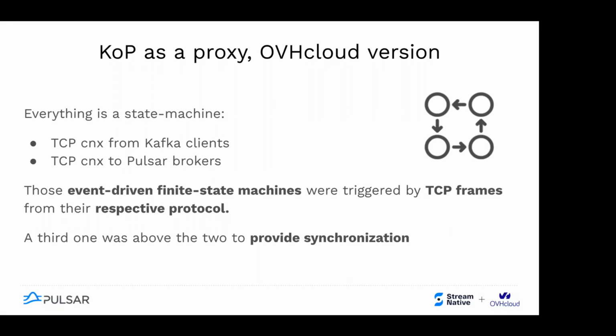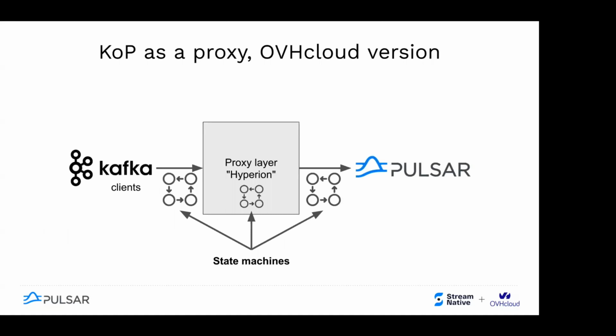So it was like event-driven finite state machines on both sides, and we added a third one to provide synchronization between those two. It was looking like this. We have this state machine on the left, which was handling the Kafka connection, another one for handling the Pulsar connection, and the third one which was providing synchronization between those two.